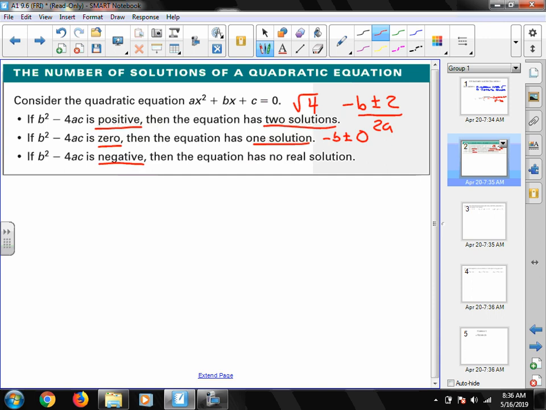And if it's negative, so say we end up with the square root of negative 4, you're going to have no real solution, which is what you write. Again, you guys don't know how to take square roots of negative numbers, so you just write no real solution.